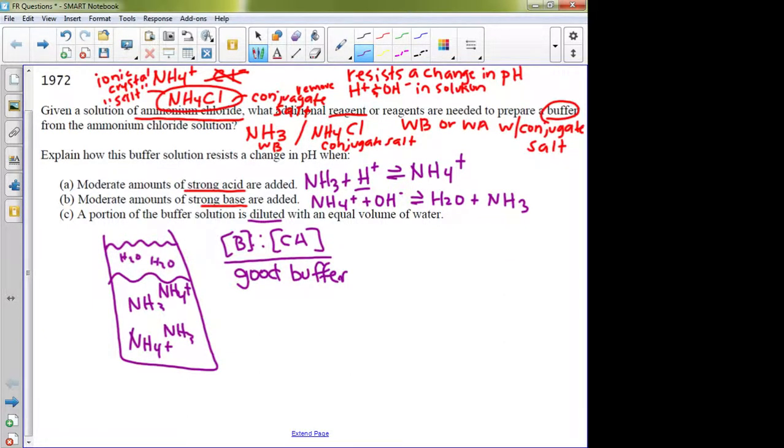Okay. What's the best ratio of my buffers? 1 to 1. Why is the best ratio for a buffer 1 to 1? There you go. It means I've got the same amount that I could neutralize an acid, the same as I could a base. Do we understand what buffers are a little bit better now? So how would we put C into words? I would just say that adding water does not affect the ratio of NH3 to NH4 positive, so therefore it will not affect the pH.